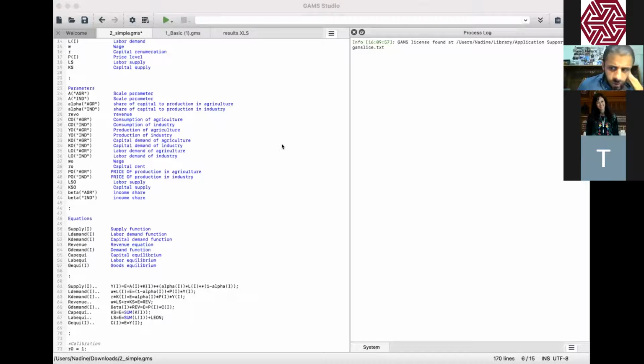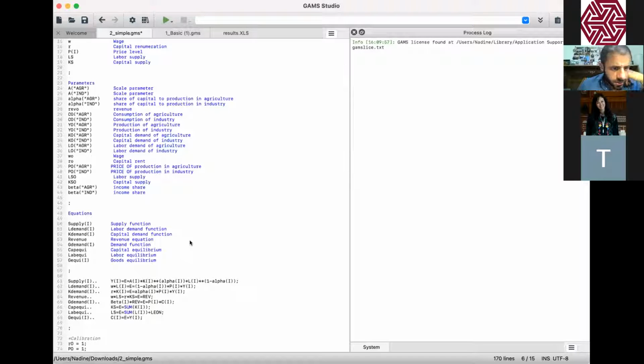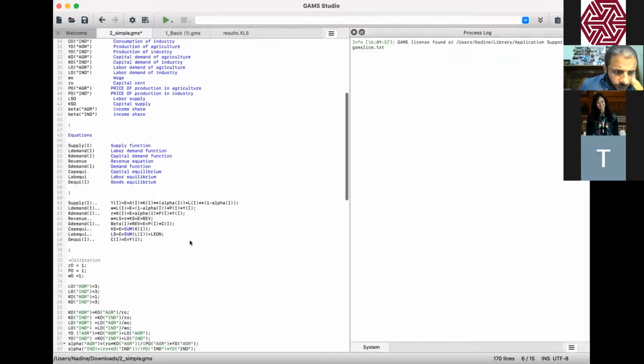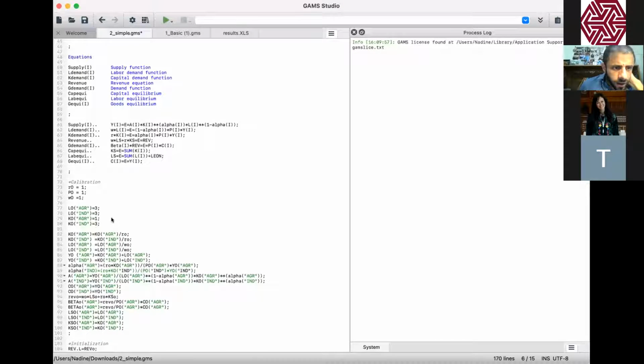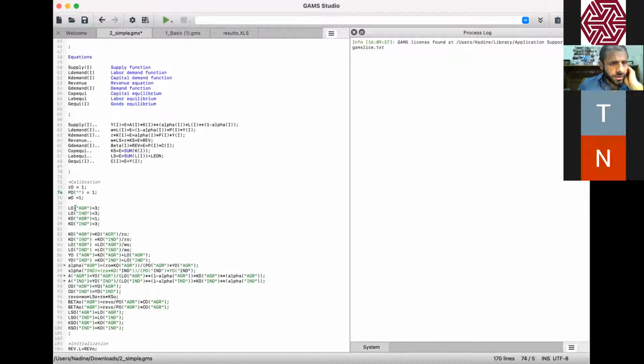Okay. Yes. So let's continue. No, the correct one is the double one, not the simple one. So like what Nadine has written. So let's continue. Wage, okay. Equations, demand, revenue, okay. After that, scroll down, please. Yes. WLI, 1 minus alpha I, PI, WI, revenue, it's fine. Beta, okay.